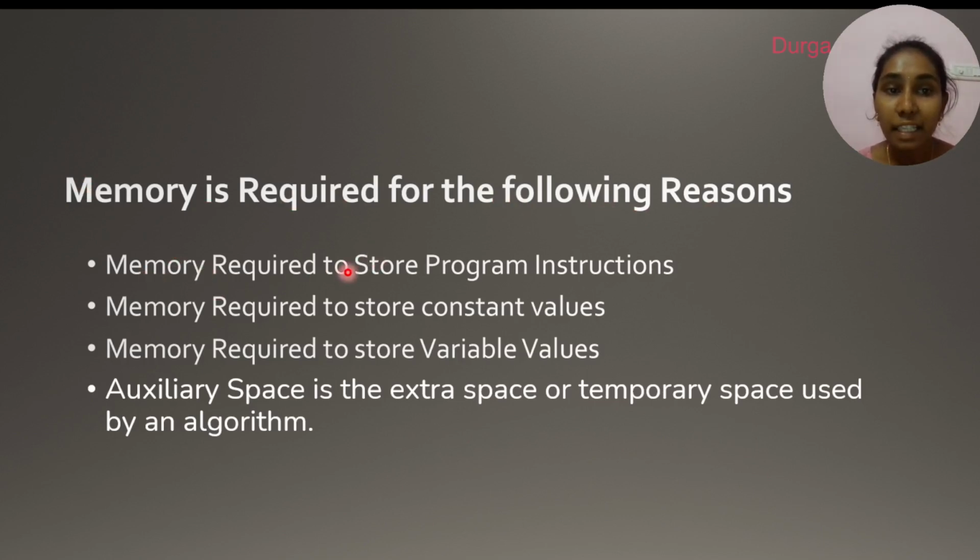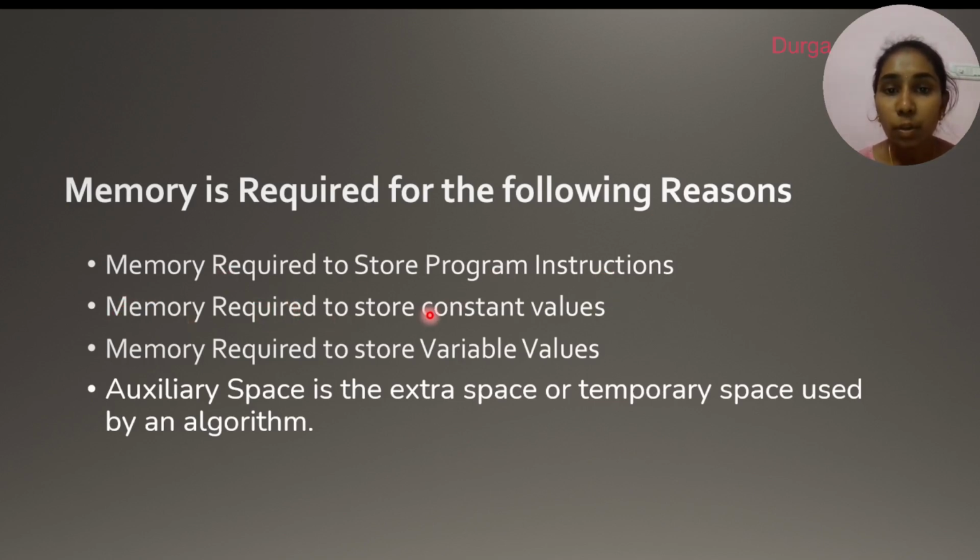The first one is the memory required to store program instructions. Here an instruction is nothing but a statement. A statement is nothing but the line which is ended with a semicolon. For storing lines in a program, we require memory.